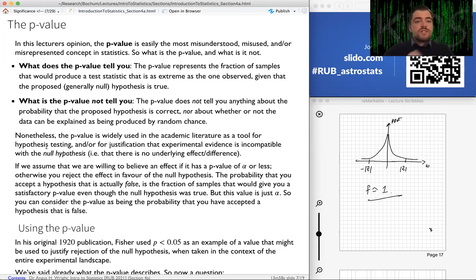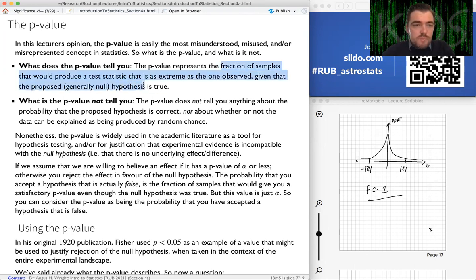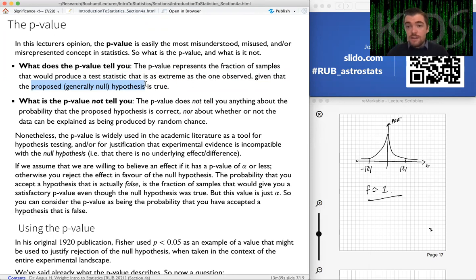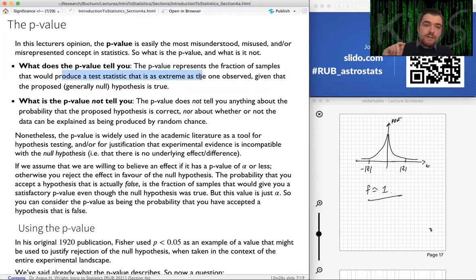So what does the p-value mean? What is the p-value? What does it tell you? The p-value represents the fraction of samples that would produce a test statistic that is as extreme as the one you observed, given that the proposed hypothesis, which is generally the null hypothesis, which means that the hypothesis is that there is no effect, is true.